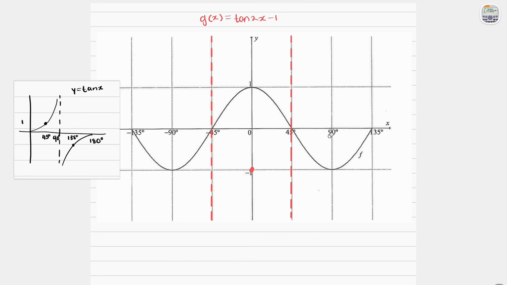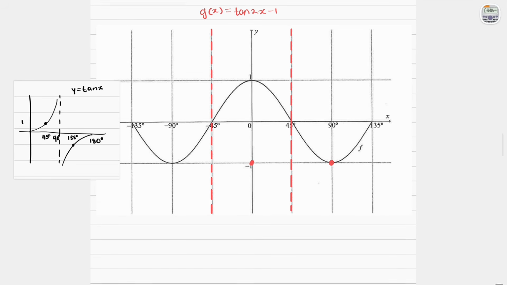And then at 90 degrees, so the original graph has a y value of 0 at 180 degrees, but you're going to say 180 degrees divided by 2, which is 90 degrees. And then this is where it will have a y value of 0. But then, of course, we have a minus 1. So then you're just going to shift that down by 1 unit. Now, obviously like this, it doesn't really make any sense. It doesn't really look like it's going to be a tan graph.